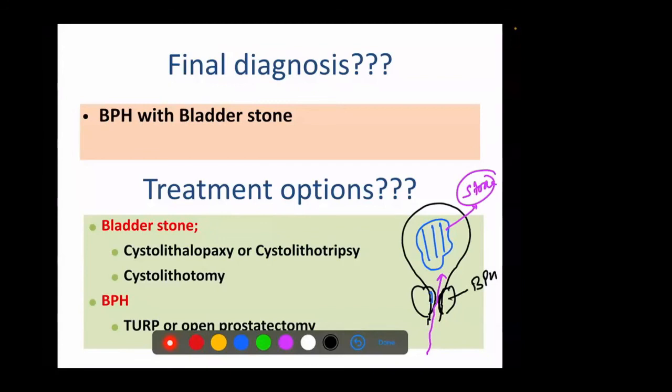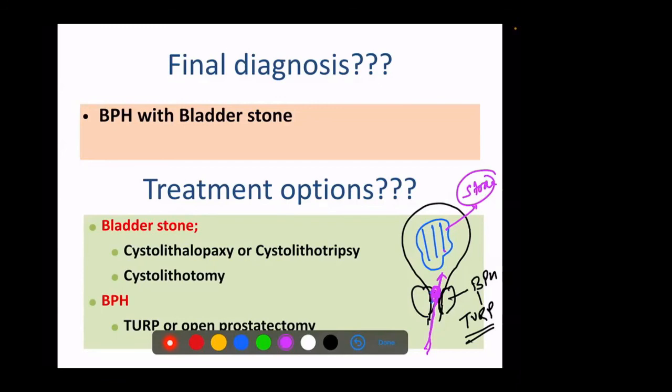Because if you start with the BPH, the problem is there will be a lot of bleeding, and a lot of bleeding will obscure the view of the stone and make stone surgery difficult later on. So if you can go into the bladder by taking the instrument inside, then it is best to first break the stone, clean the stone, and go for BPH surgery by TURP. If not, then cut a small quantity of the prostate, just a little amount, and then go inside and break the stone and finish the prostate surgery later on. So the ideal would be to do the stone surgery first, followed by BPH surgery.